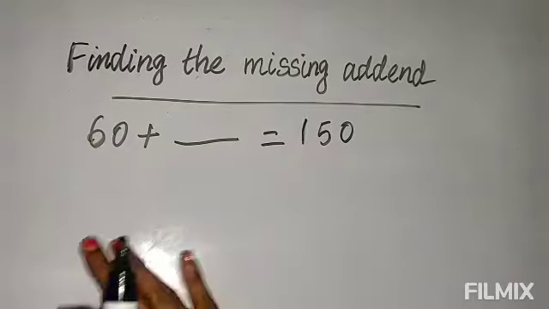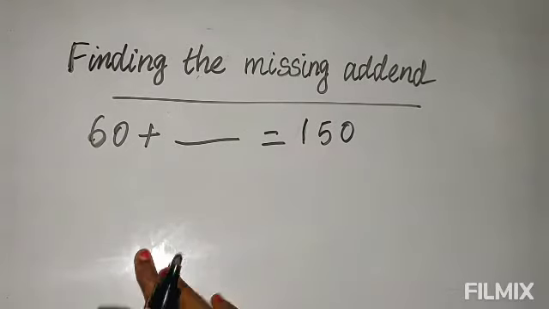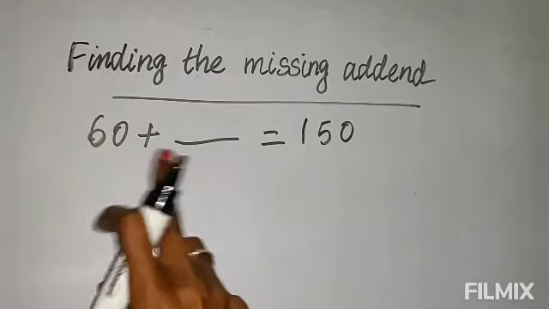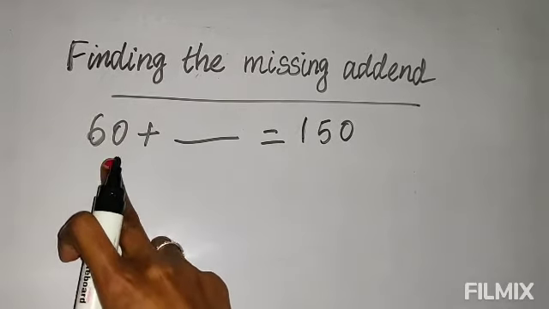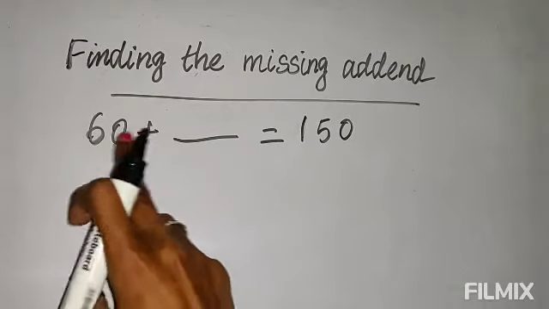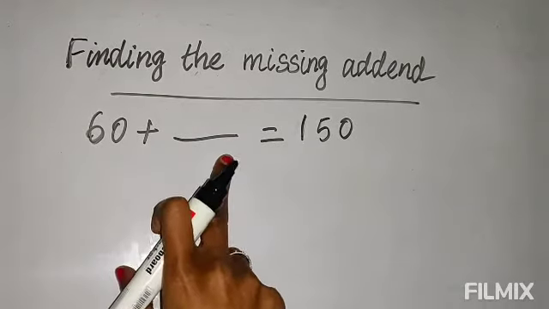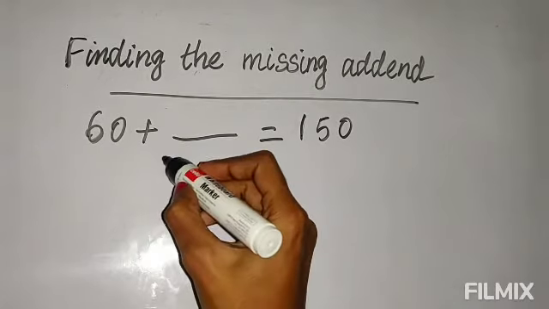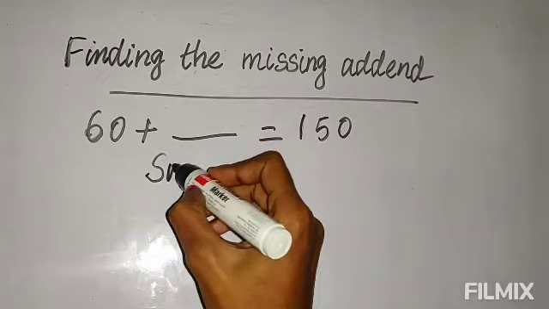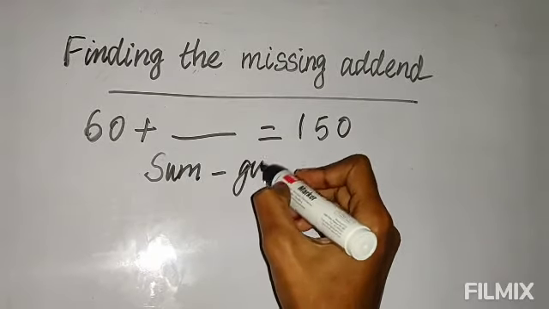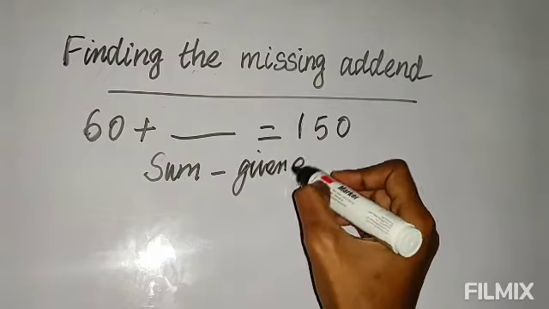Okay, next one, finding the missing addend. I have already explained this in the recap exercise, but once again I will tell you. See here, 60 plus dash. There are two addends. Of these two addends, one is given, one is missing, and we have the sum. To find this, what do you have to do? You have to subtract the given addend from the sum.